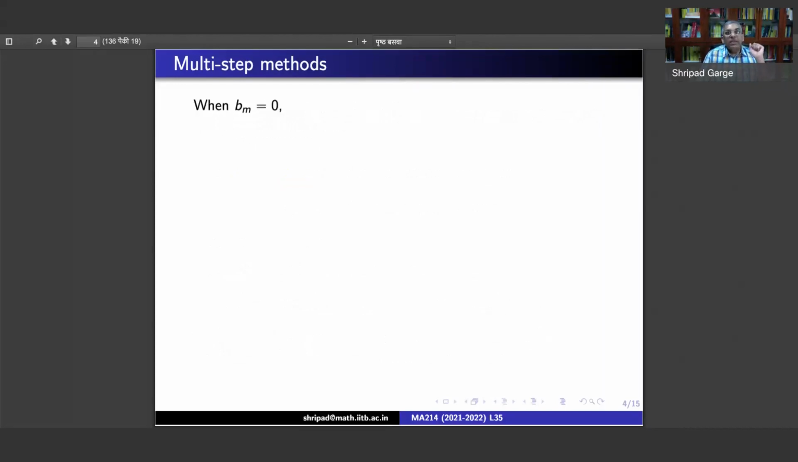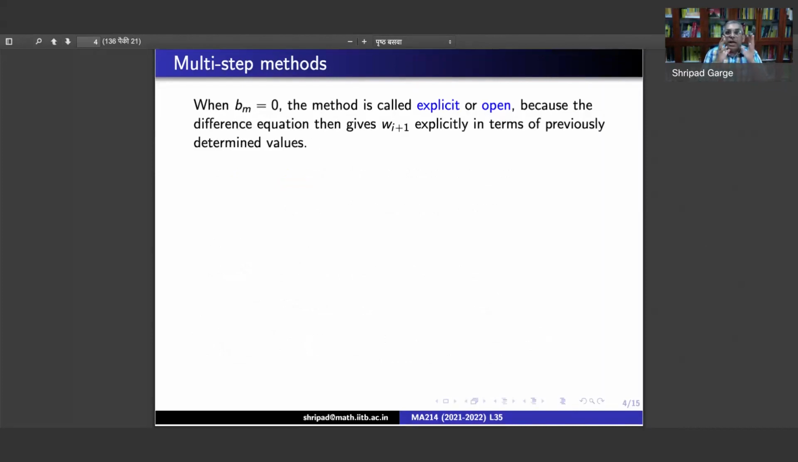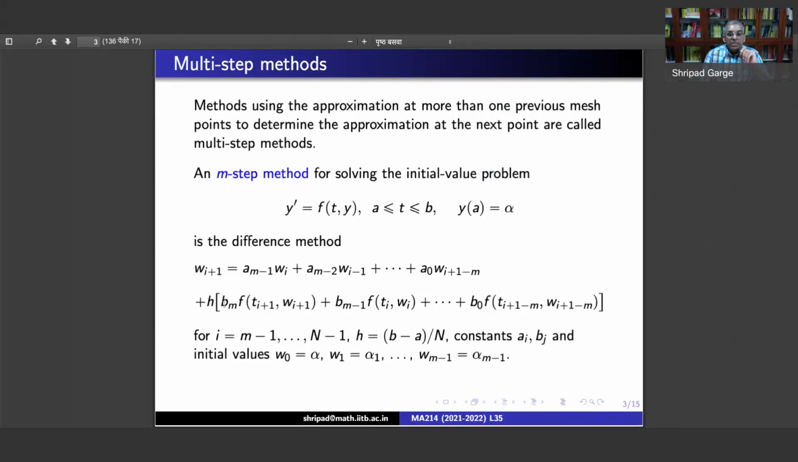So this is what I said, that when bm is 0, the method is called explicit or open. That's because the difference equation then gives w i plus 1 explicitly in terms of the previously determined values. So bm is 0 would mean what? If bm is 0, that means you have an equation for w i plus 1 only in terms of w i, w i minus 1, up to w i plus 1 minus m, and the function values and the corresponding t i and h. So w i plus 1 doesn't figure again in the right hand side if bm is 0, and therefore this is called an explicit method.